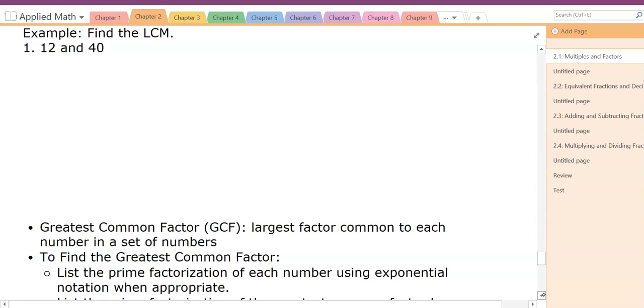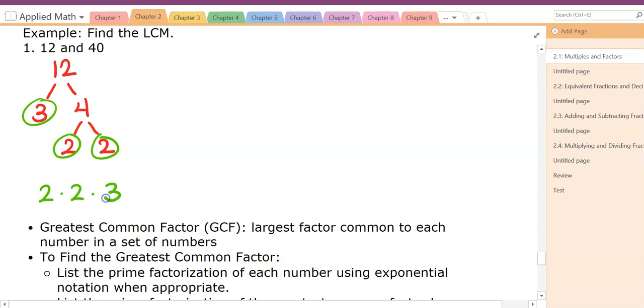So if we're looking at 12 and 40 here, I'm going to start by factoring 12 and 40. 12 I can break down to 3 and 4, and then 4 would be 2 and 2. And 3, 2, and 2 are all prime. So I'll write that as 2 times 2 times 3, or you could write 2 squared times 3.